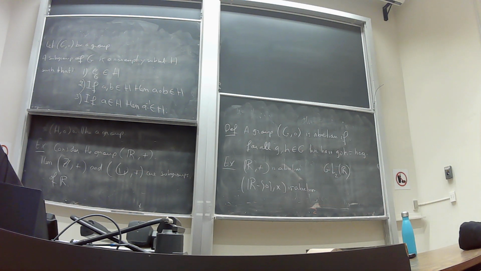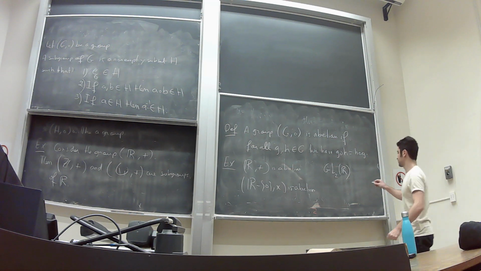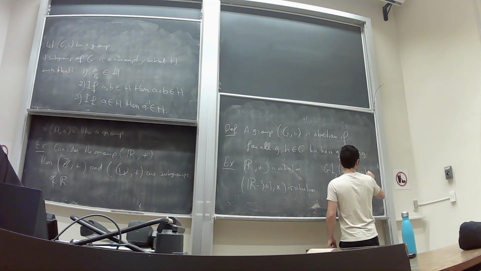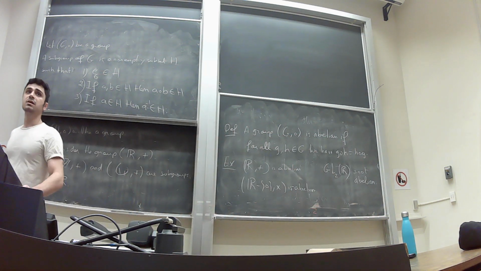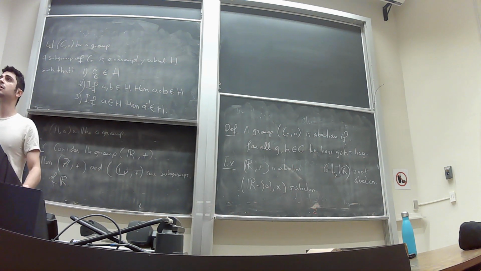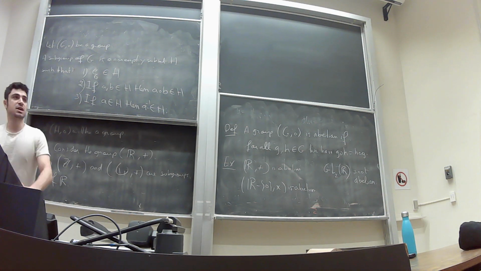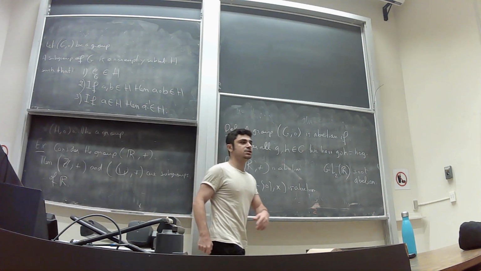Is matrix multiplication commutative? Exactly. Is GL2R an abelian group or not? Matrix multiplication is, in general, AB not equal to BA. It's not commutative. It's not abelian. Okay? Abelian means that the operation g times h is h times g, or g circle h is h circle g.